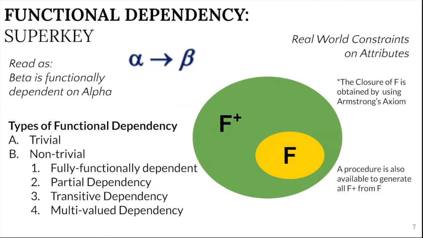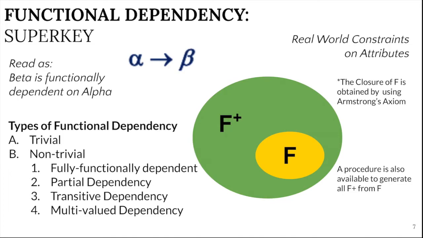So, let's dig into the idea of functional dependency. This is very related to the idea of superkey. In fact, equivalent yung definition nila. And this is read as beta is functionally dependent on alpha. Note that alpha and beta are just sets of attributes ng R. So basically, you're relating two sets of attributes from R.